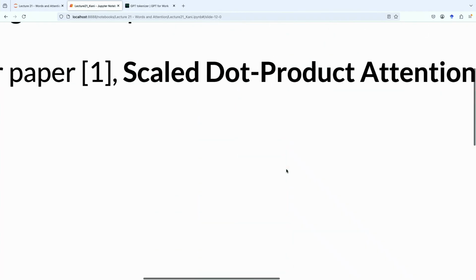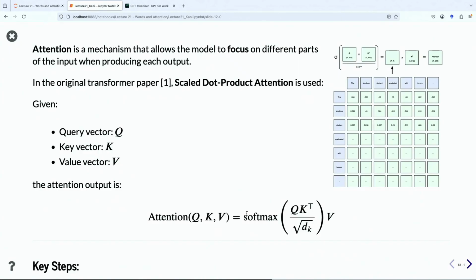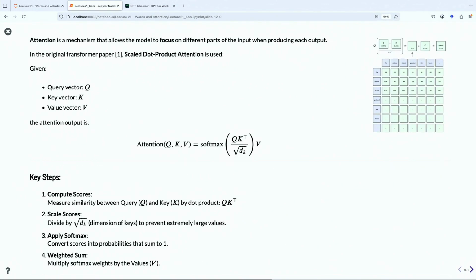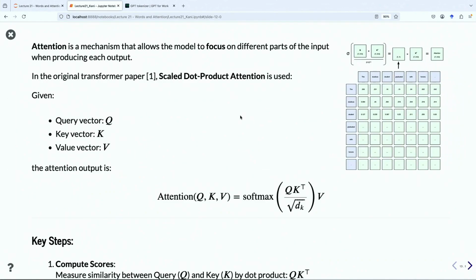Okay? So in order to do this, the attention mechanism they propose is called scaled dot product attention, and it is the combination of three different matrices: the query vector, the key vector, and the value vector.